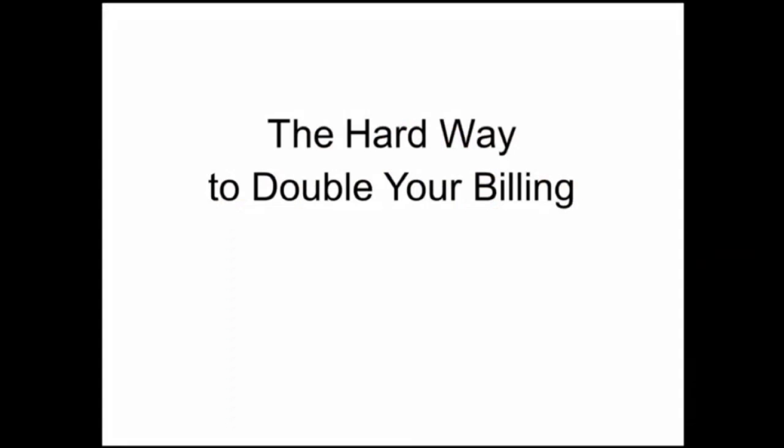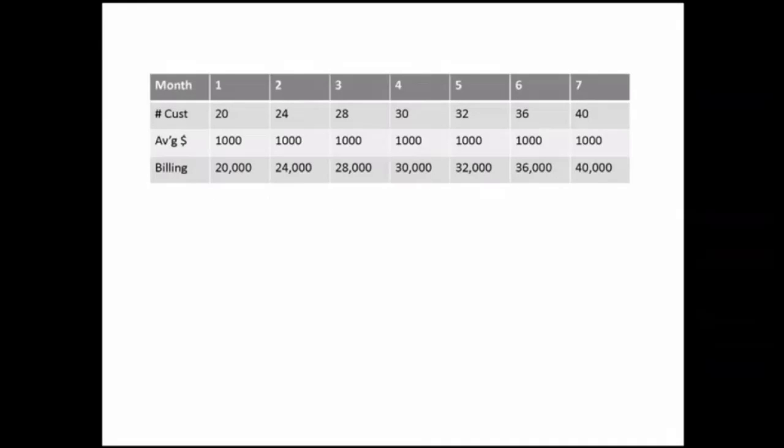All right. Let's look at the hard way to double your billing. I've got this little graphic, and you should make your own little chart. Let's say we have a month where we got 20 people on the air, and the average dollar per advertiser is $1,000. So we bill $20,000. And look what's going to happen if I just make little increases. If I don't work on the average dollar per advertiser, I got 24. Now I got 28 people on. Now I got 30. Finally, I get 40 people on the air, and I double my billing.